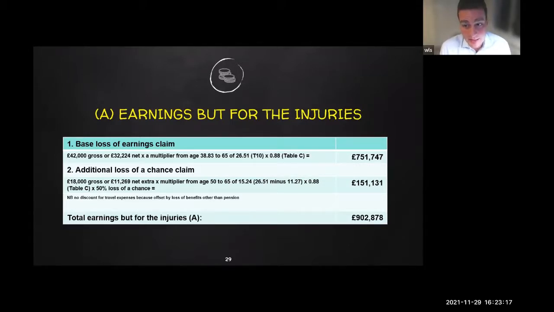Now she's currently aged at the time of the JSM 38.83, so just under 39, and that's to age 65, and the multiplier is 26.51, and we multiply that by table C discount factor, which is 0.88, so a discount of 12%, and that gives you a base loss of earnings claim of 751,747. In addition, you've got the loss of a chance claim, but this only applies from age 50 onwards.